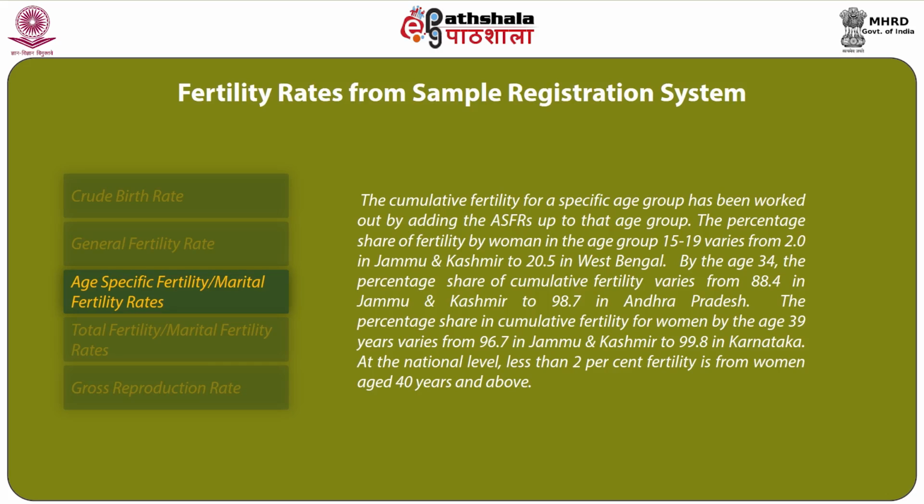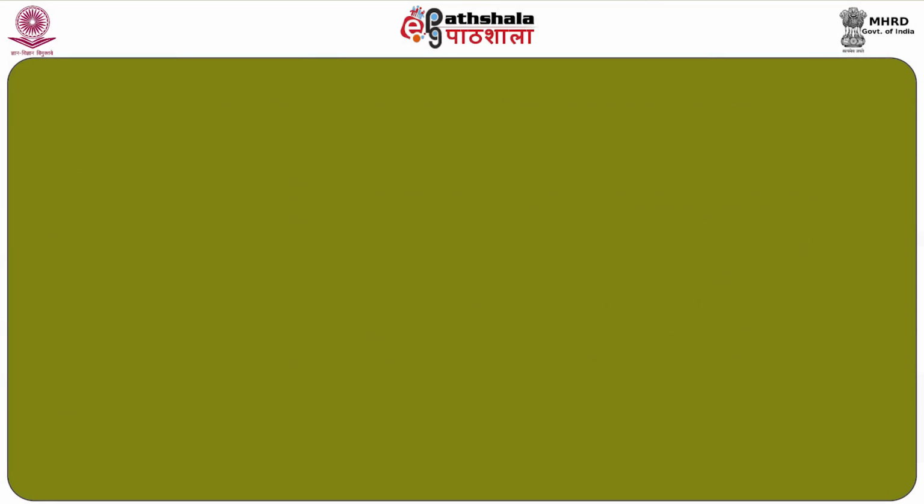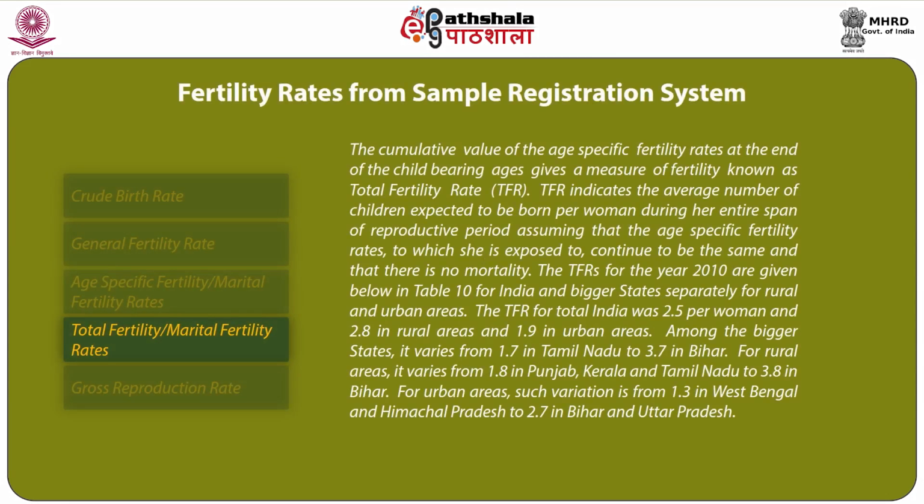At the national level, for the country as a whole, less than 2% of fertility is from women aged 40 years and above. Let us discuss another refined measurement, the total fertility rate, usually called TFR. The cumulative value of the age-specific fertility rates at the end of the childbearing ages gives a measure of fertility commonly known as the total fertility rate, TFR.